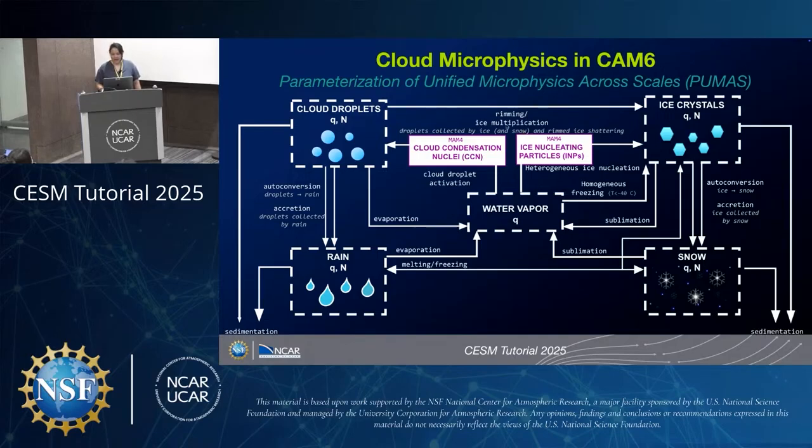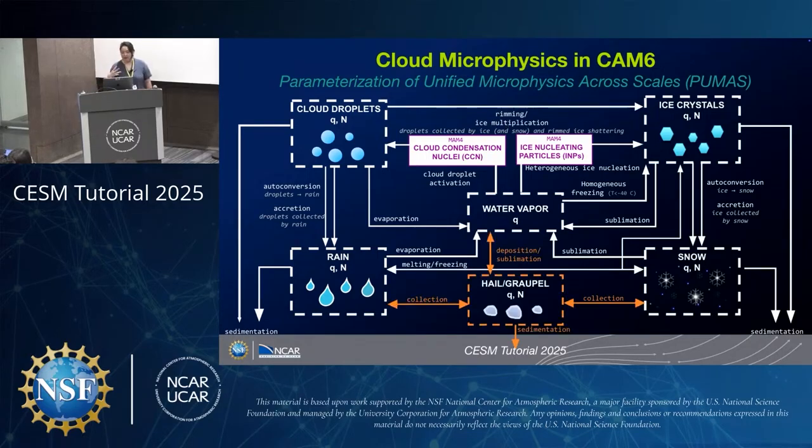Okay. And then I just wanted to point out that we do have an option in the CAM physics to add hail or graupel. And so that's something to keep in mind, as you are learning how to modify the different options for running CAM, if you're interested in that.